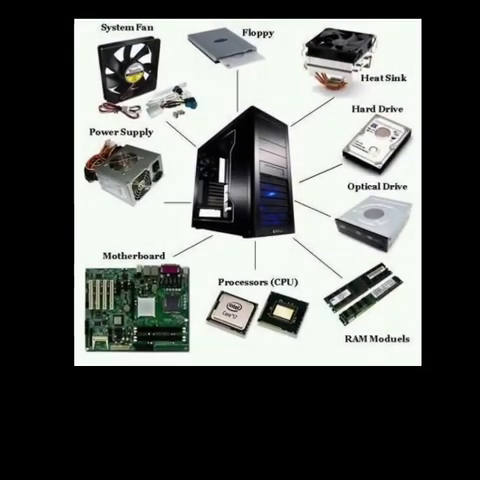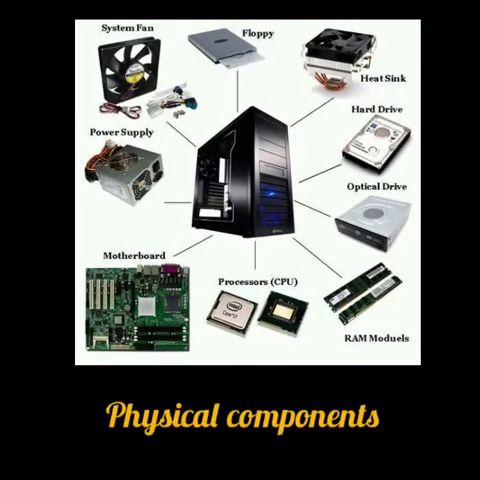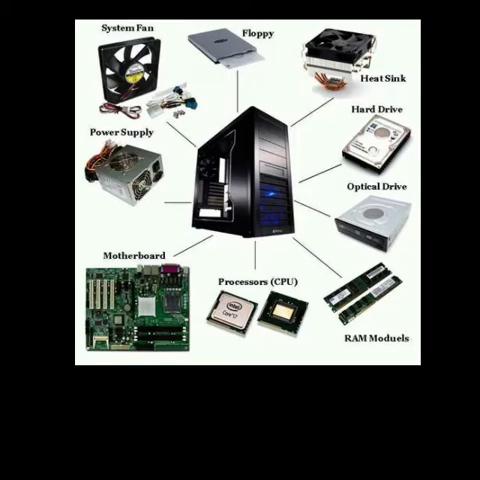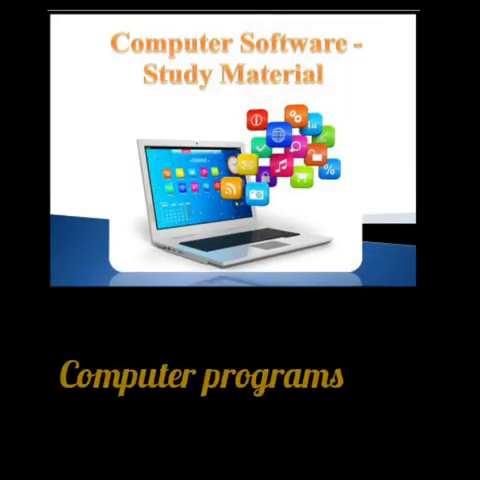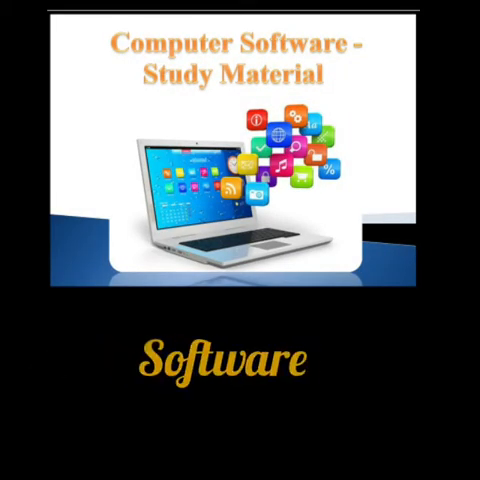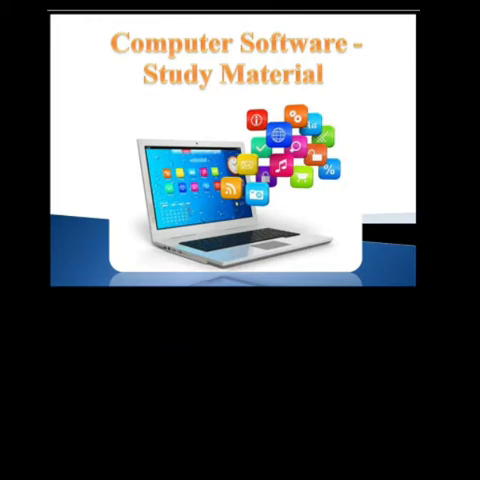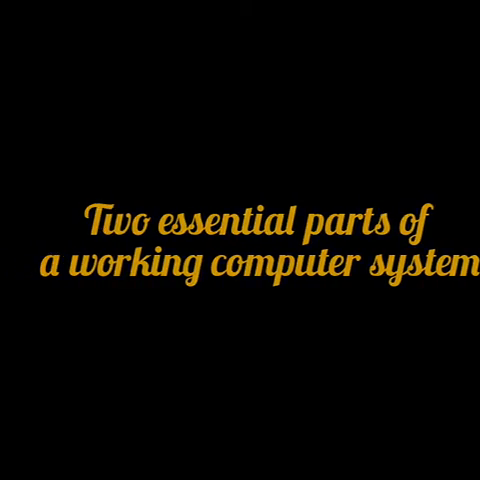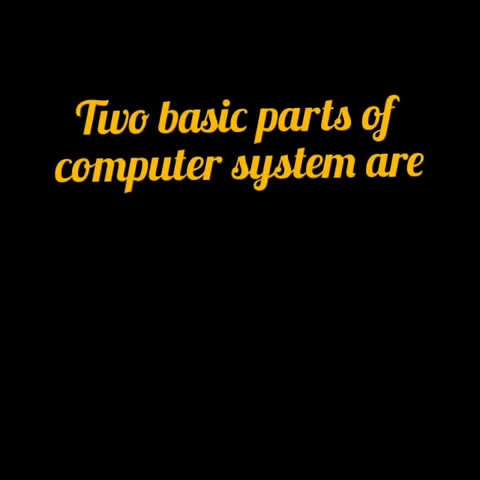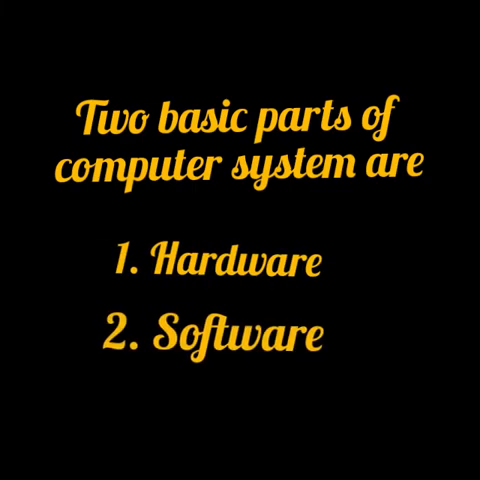In computer technology, all the physical components of a computer are referred to as the hardware, and all the computer programs are known as the software. These two terms emphasize the fact that the physical components and programs are two essential parts of a working computer system. The two basic parts of a computer system are first hardware and second software.